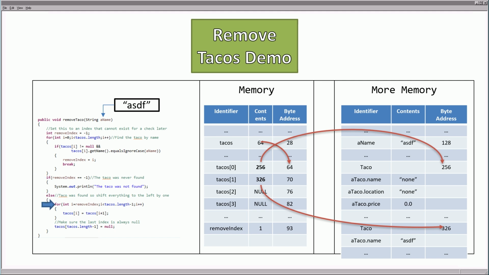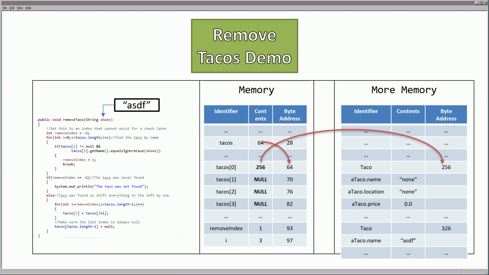So then we enter this for loop, where we assign int i is equal to the remove index. Then we shift all of the memory addresses. So basically, tacos at index 1 is equal to the memory address found at tacos at index 1 plus 1, that's 2. And so tacos at index 1 becomes null. Tacos at index 2 becomes null. And then tacos at tacos.length minus 1, assuming this was length 4, is 3. We also assign that to null. And then we're done.